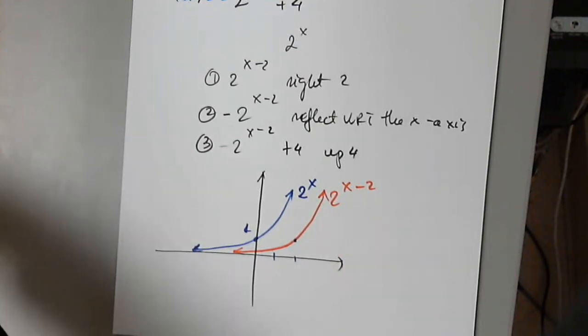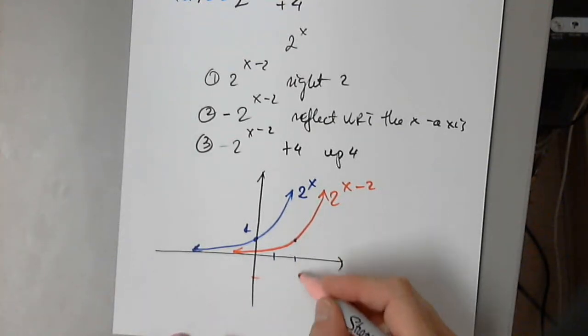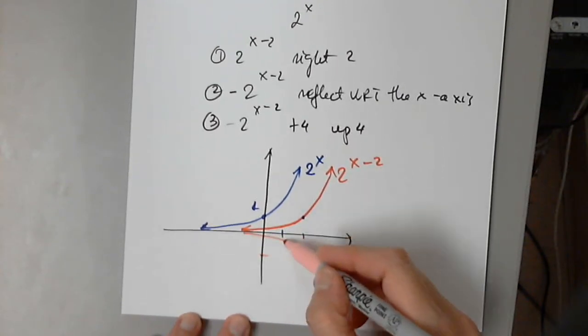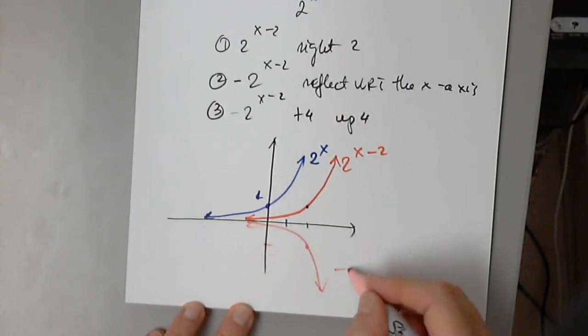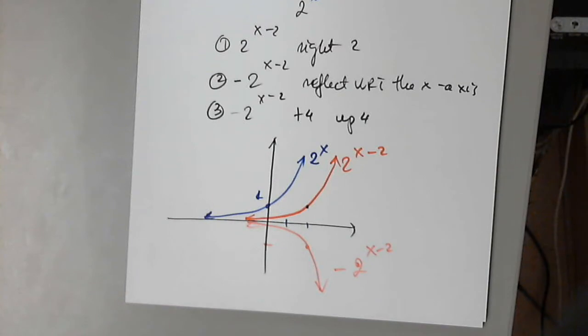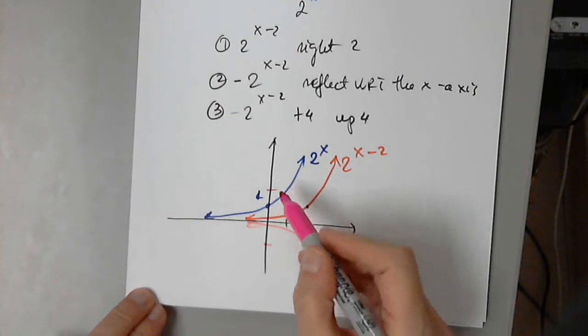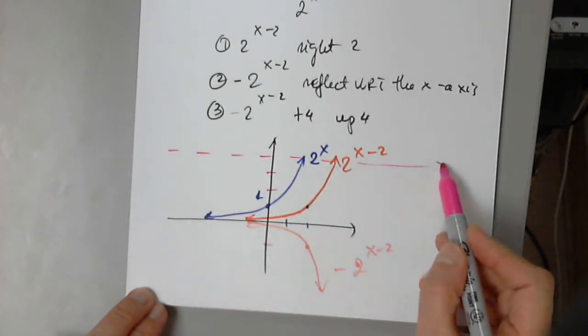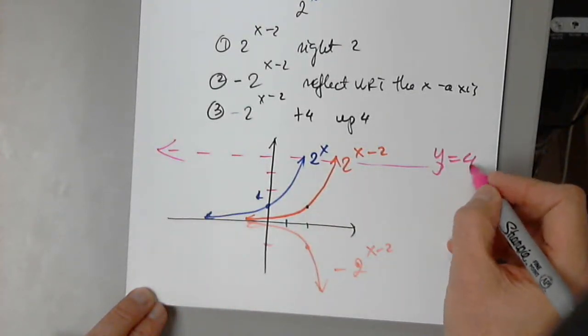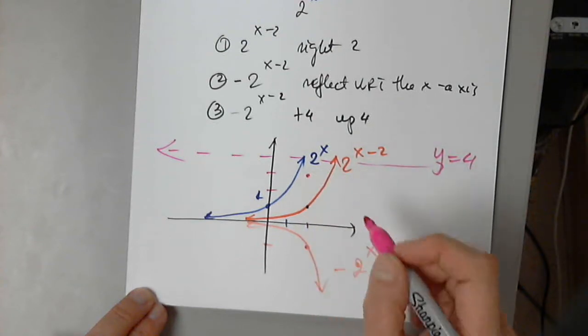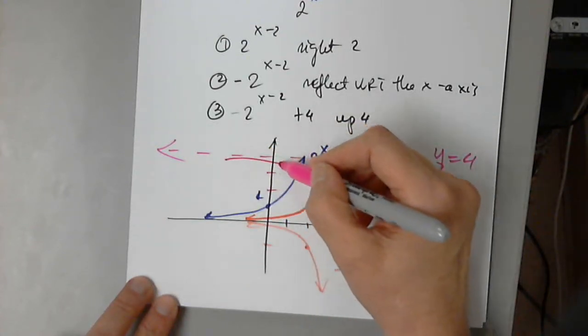Then we reflect this, and this point moves to negative 1. So this is the negative 2 to the x minus 2. And now when I move up, if I don't move the horizontal asymptote, I can't get full credit. I have to move the horizontal asymptote first, up 4. So 1, 2, 3. I have to draw the horizontal asymptote at 4. And then I move this point here. And that's done.